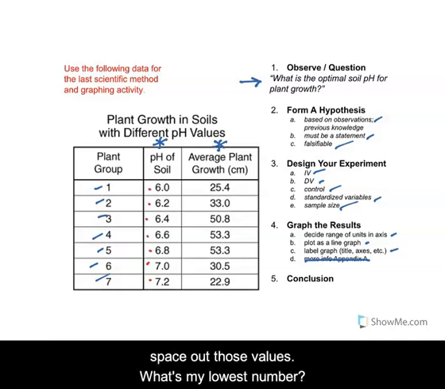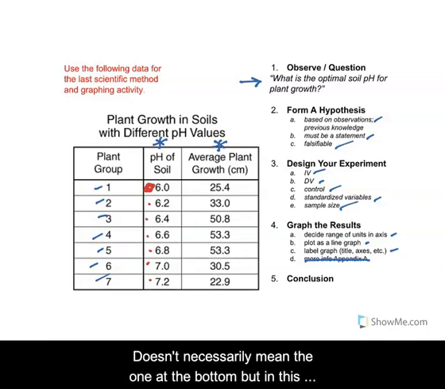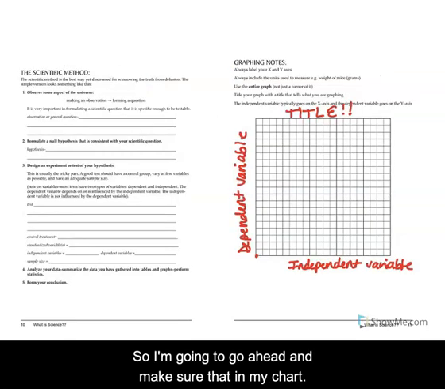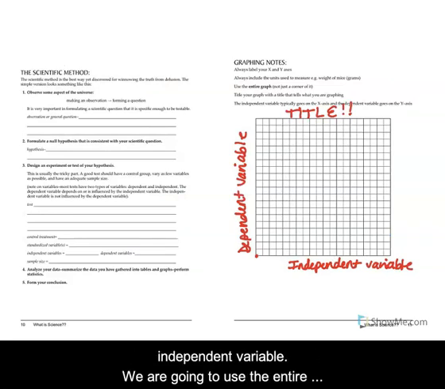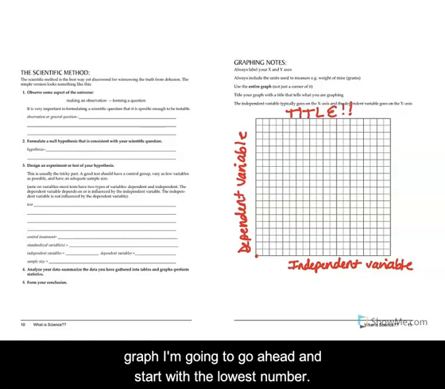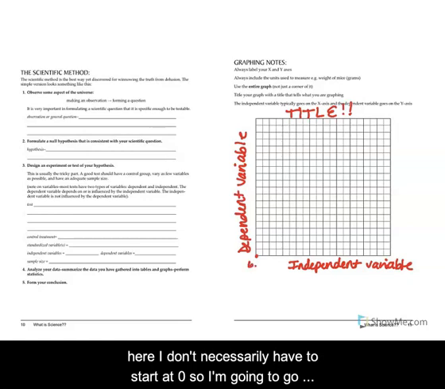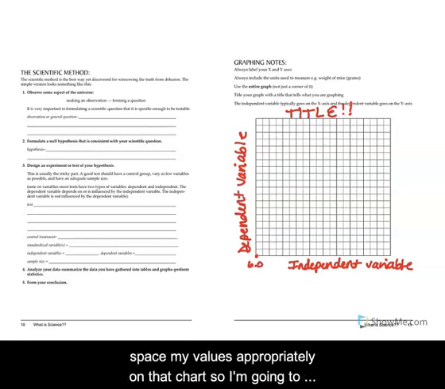What's my lowest number? It looks like it's 6. What's my highest number? Between all of them, it doesn't necessarily mean the one at the bottom, but in this chart, yeah, 7.2 is my highest number. So I'm going to make sure that in my chart, and I'm kind of helping you out here with your independent variable, to use the entire graph, I'm going to start with the lowest number. Notice at this point right here, I don't necessarily have to start at 0, so I'm going to define that as 6.0. That's my lowest number, so I'm going to start there. Then I want to space my values appropriately on that chart.